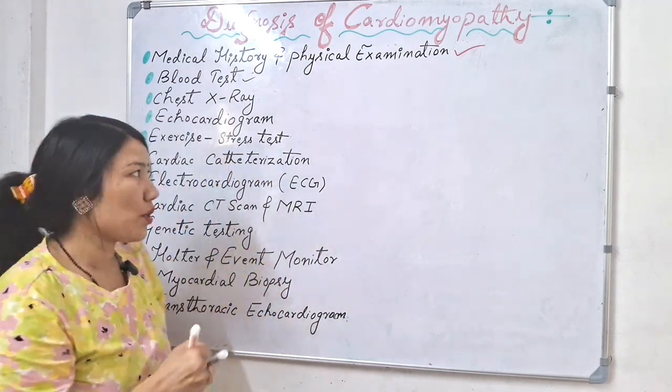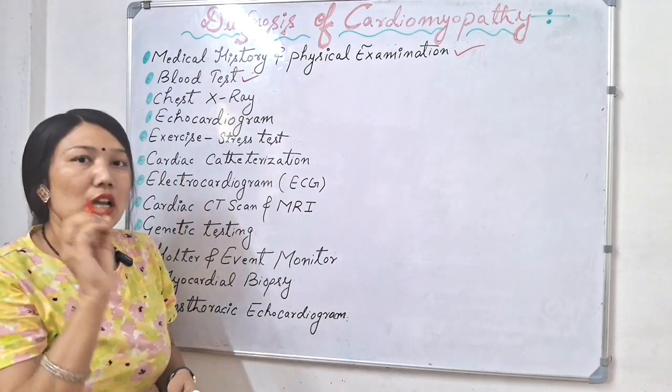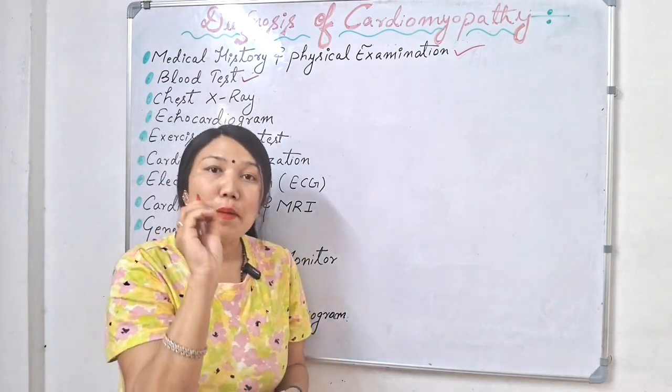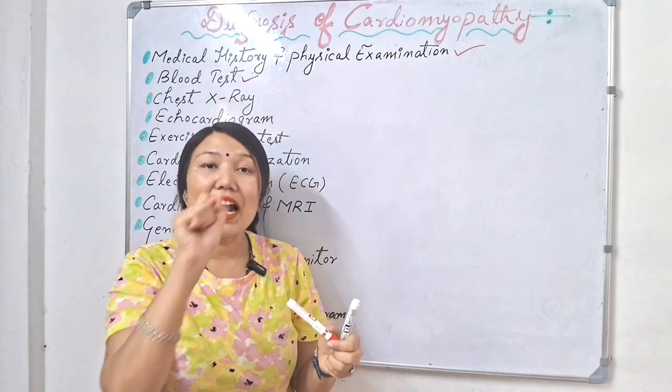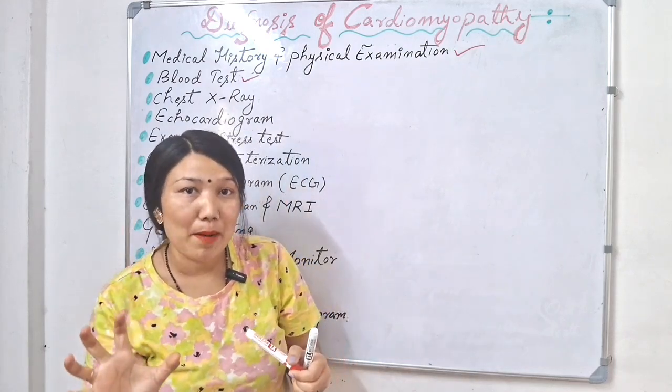Next we have the blood test. Why a blood test? Because coronary artery disease is also a main cause of cardiomyopathy. Due to coronary artery disease, the heart muscles are not able to receive a proper amount of blood.